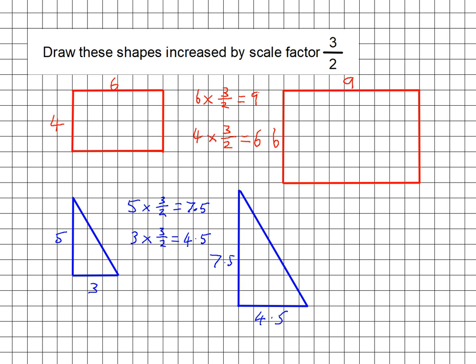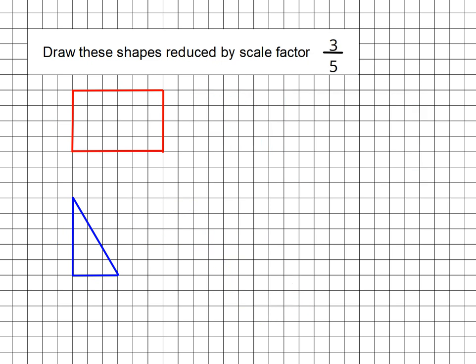And that is a scale factor of 3 over 2. Because the scale factor is more than 1, the shape is going to get bigger. If the scale factor is less than 1, the shape is going to get smaller. Here's another one. This one is 3 over 5. So the scale factor is less than 1, which means our shape is going to get smaller.